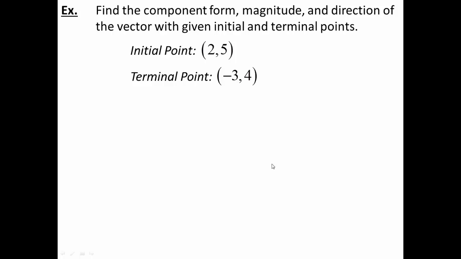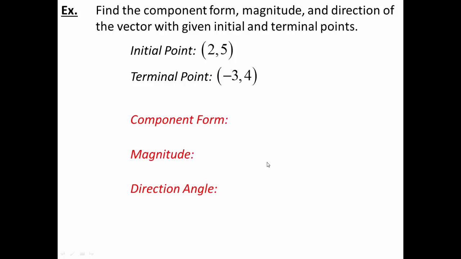Alright, let's look at an example. I want to find the component form, the magnitude, and the direction of the vector with the given initial and terminal points. So I'll give you a second to give this a try on your own. Pause the video and then play it when you're ready. Initial point 2, 5 and terminal point negative 3, 4. So I want to find the component form first just by doing head minus tail. And you should have ended up with negative 5, negative 1.